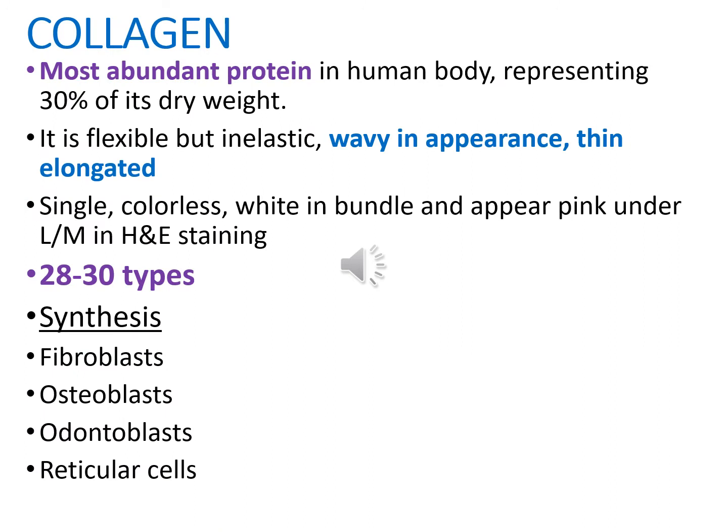So collagen is the most abundant protein in the human body. It represents about 30% of its dry weight. It is flexible but inelastic. It is wavy in appearance, thin, elongated, colorless, white in bundles, but appears pink under the light microscope in H&E staining. There are about 20 to 30 families of collagen proteins. Collagen is synthesized by fibroblasts basically, and it is also synthesized by osteoblasts in the bones, odontoblasts in the teeth, and reticular cells.